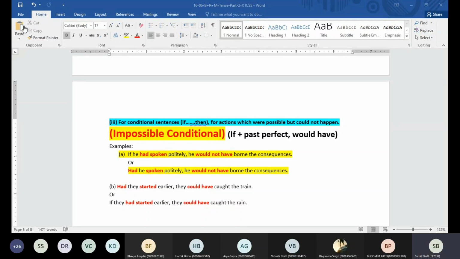Only would have is there, or more words are also there? Yes, yes. More words are also there.